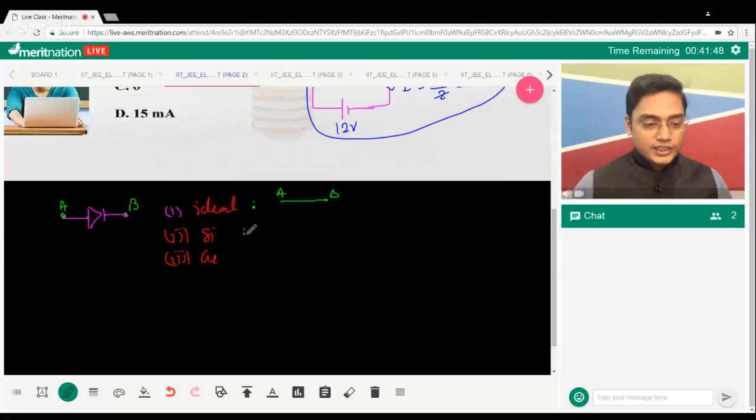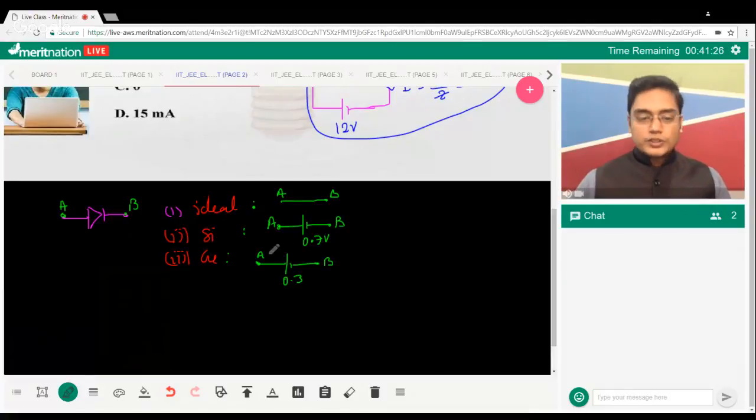If it is given that it is a silicon diode, we have to replace it by a small battery of potential 0.7 volt. And if it is given that it is germanium, you can replace it with a potential of 0.2 or 0.3, it's up to you, but mostly we take 0.3, so I've written 0.3. This is the basic thing. Once you are able to convert the diode into its corresponding equivalent circuit, you can solve any circuit.